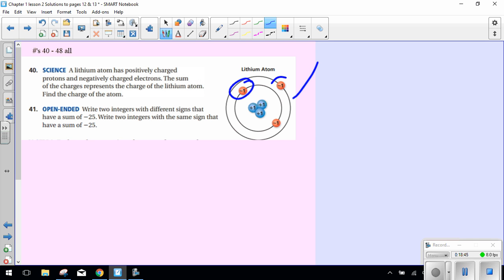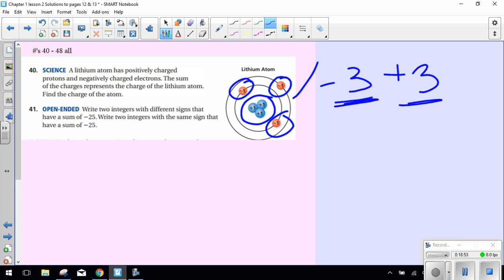So I see 3 negatives here, so that represents negative 3, plus I see 3 positives in there. And hopefully you can recognize these as additive inverses. So my answer to number 40 is 0. Negative 3 plus 3 equals 0.